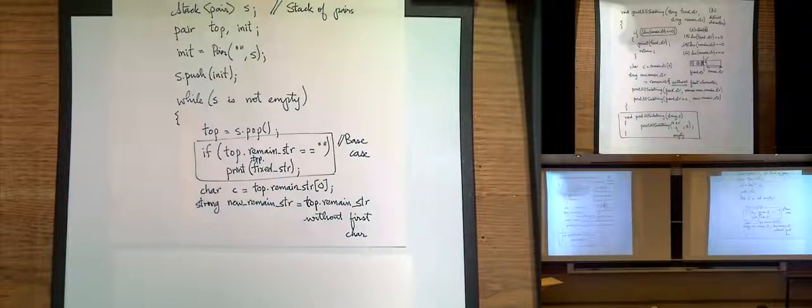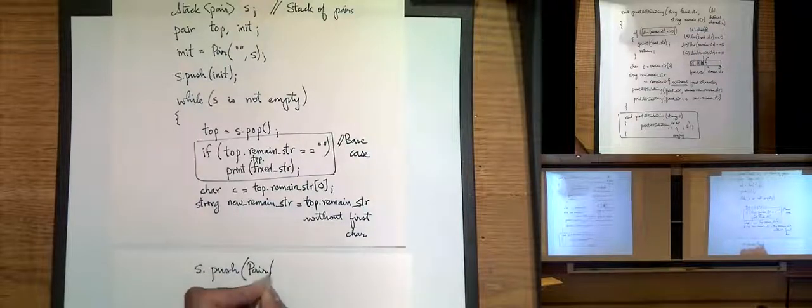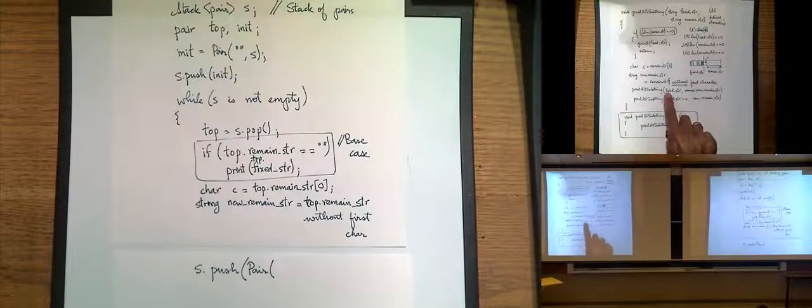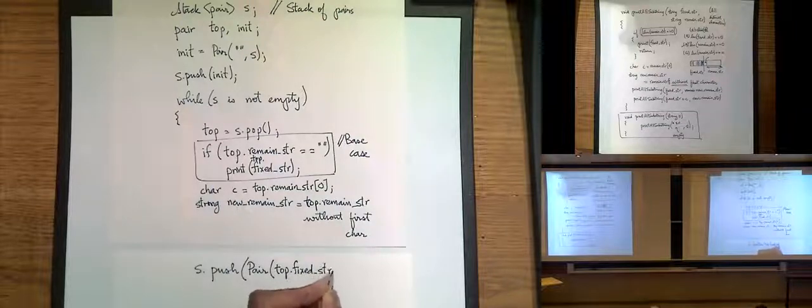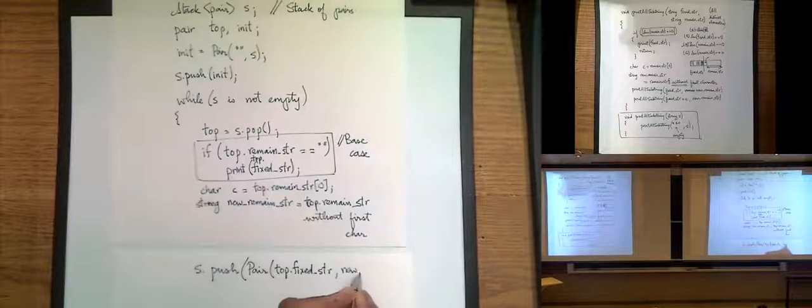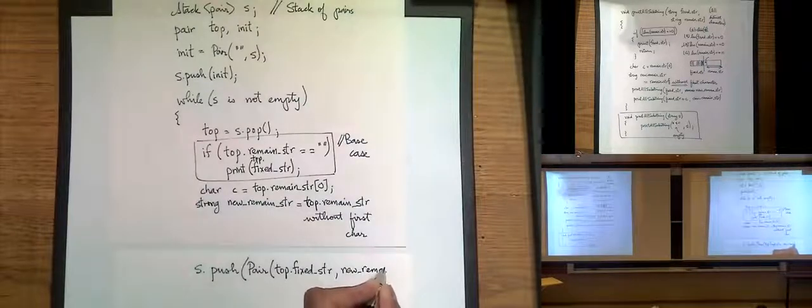So what would I push onto the stack? So I would do s dot push. So first I create a pair where I have the fixed string. So I'll have top dot fixed string and the new remain string.